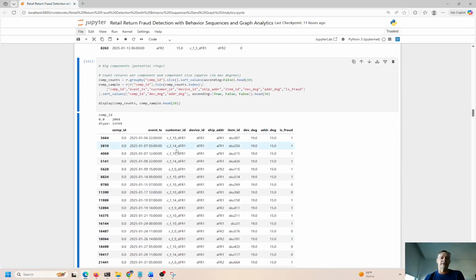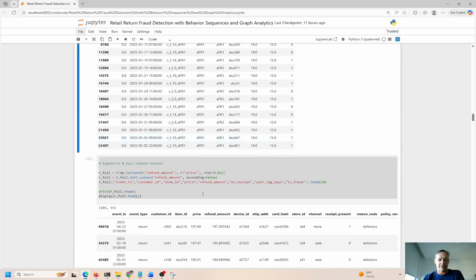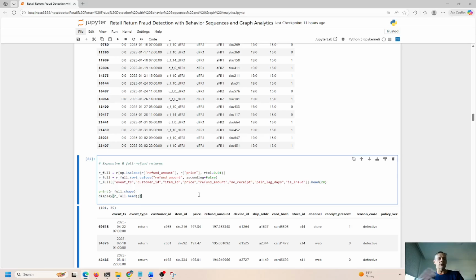Now we're looking at group by the comp ID, and we're looking at again the time of the transaction, customer ID, device, ship address, so on and so forth. And is this fraud or not, right? So we're collecting all this information. We're going to try to make sense of it and distill this into a decision-making tool to help us understand what is fraud and what is not fraud, right?